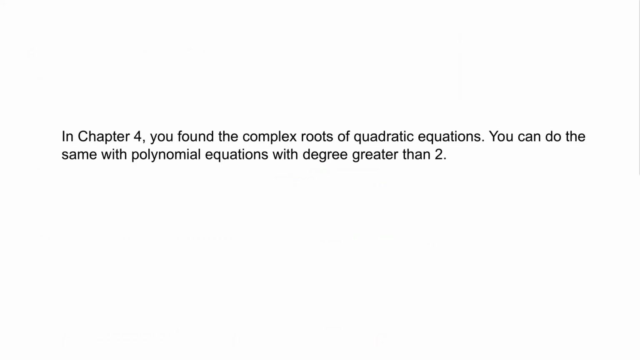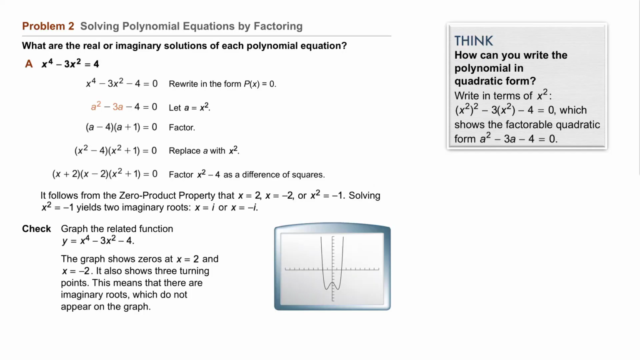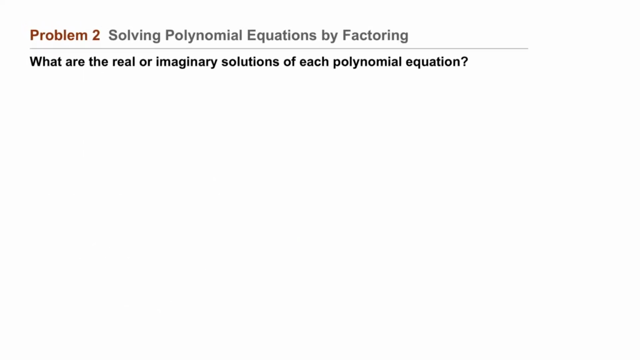In Chapter 4, you found the complex roots of quadratic equations. You can do the same with polynomial equations with degree greater than 2. Problem 2. Solving polynomial equations by factoring. What are the real or imaginary solutions of each polynomial equation? First, part A. X to the fourth power minus 3x squared equals 4.